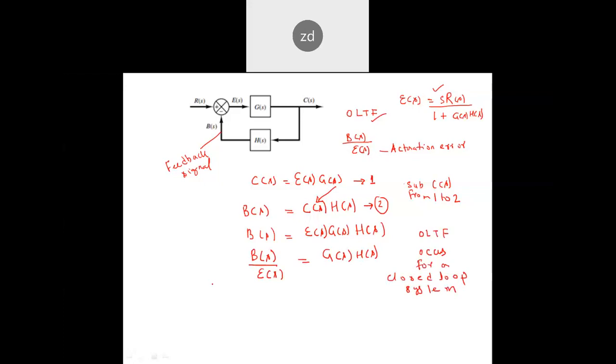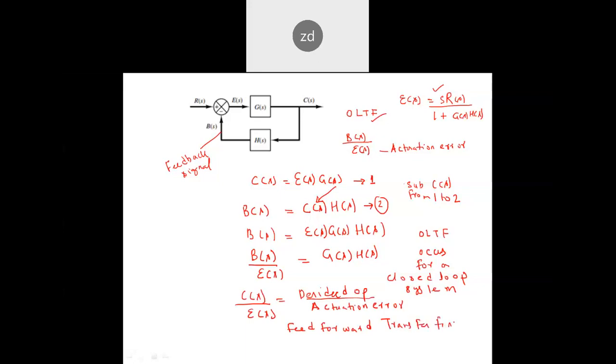And there is another transfer function, a straightforward transfer function from equation 1. You will get C of S by E of S. C of S is the desired output, and this is the actuation error. So this is basically called the feed forward transfer function.